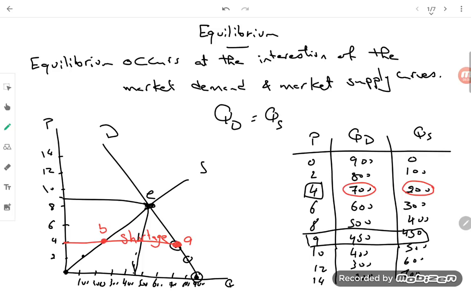What about at a price higher than the equilibrium price? Say for example 12. At price 12, quantity demanded is 300 and the quantity supplied is 600. This means that there is a surplus in the market or excess supply.